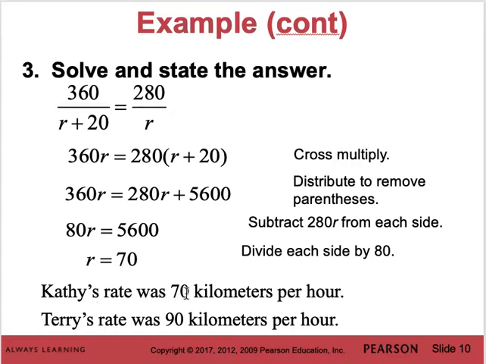And why is that? Well, we solved for R. R equals 70. This is Kathy on the right. Terry was on the left, and his is R plus 20. So 70 plus 20 means Terry drove 90 kilometers per hour.